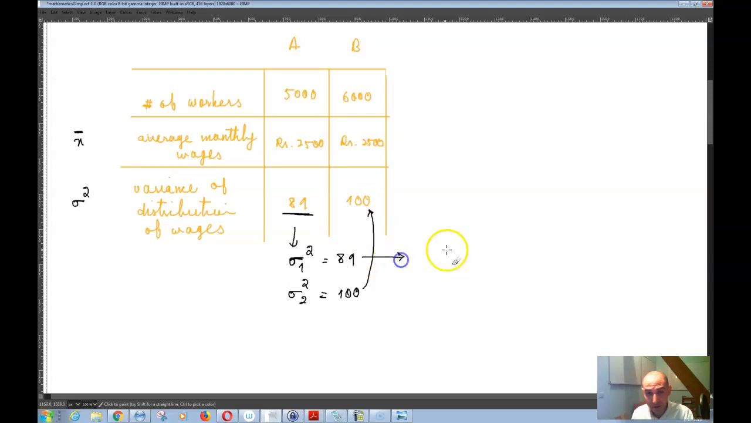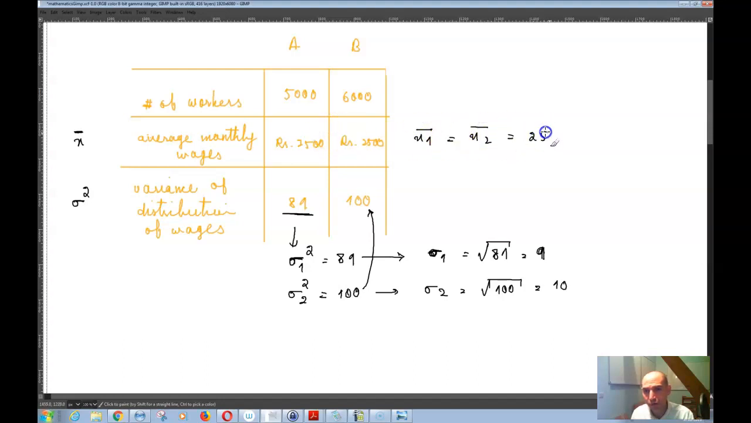So based on this, sigma 1 is equal to the square root of 81, which is 9, and sigma 2 is equal to the square root of 100, which is 10. You can see that the average monthly wages, x1 bar and x2 bar, are both equal to 2,500 rupees. Now the distribution that has a larger standard deviation, and this is the standard deviation, has greater variability.